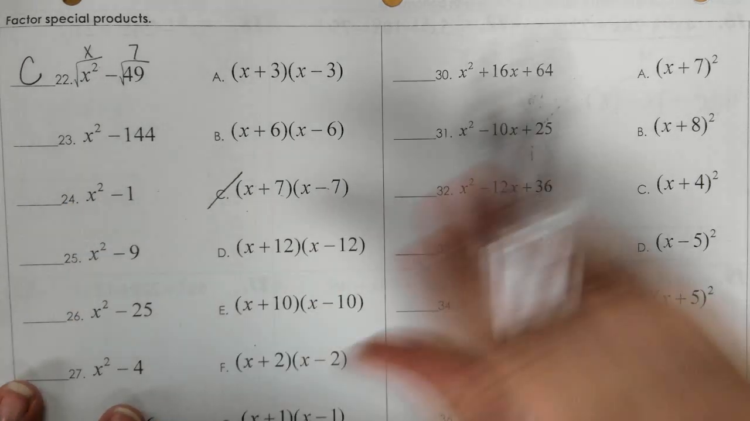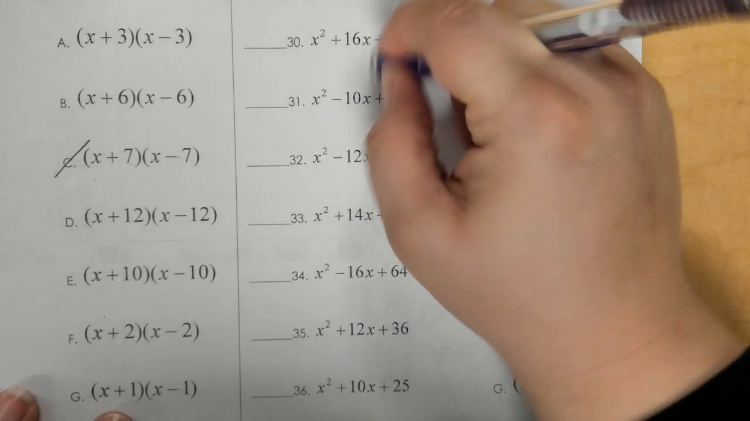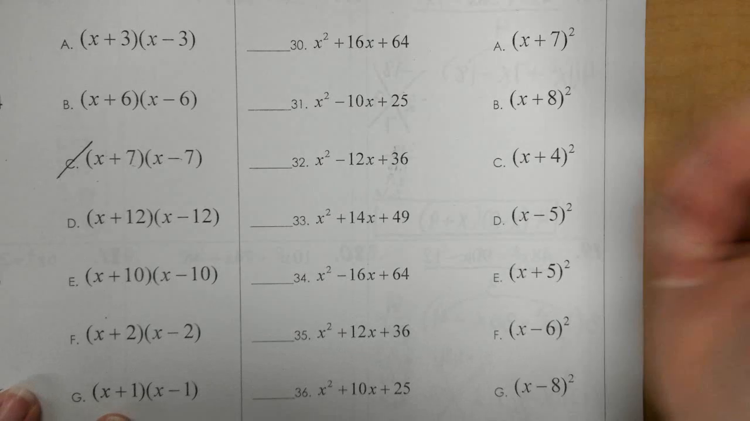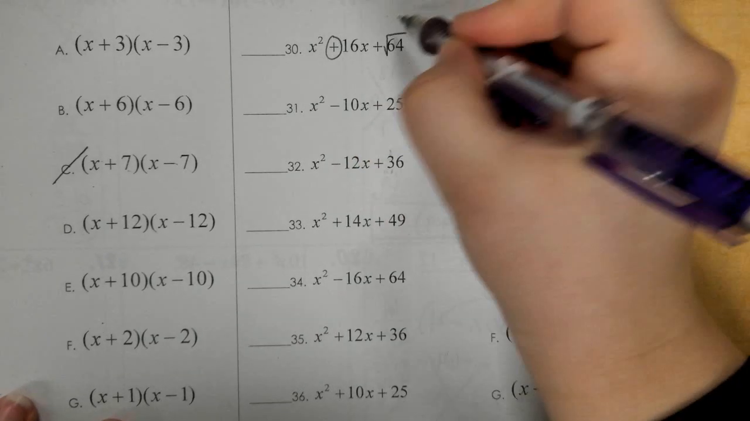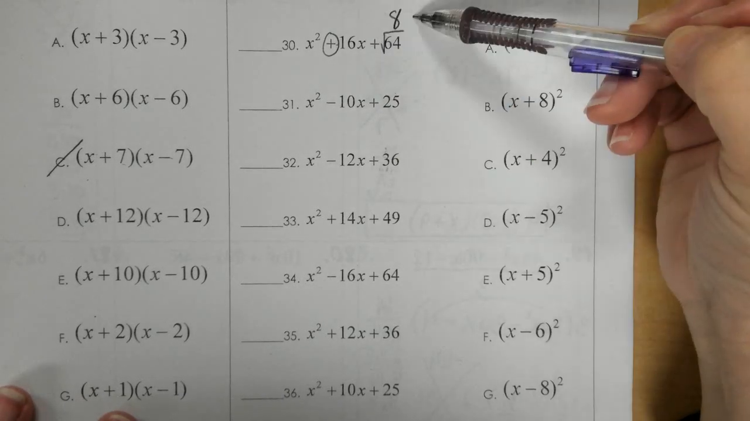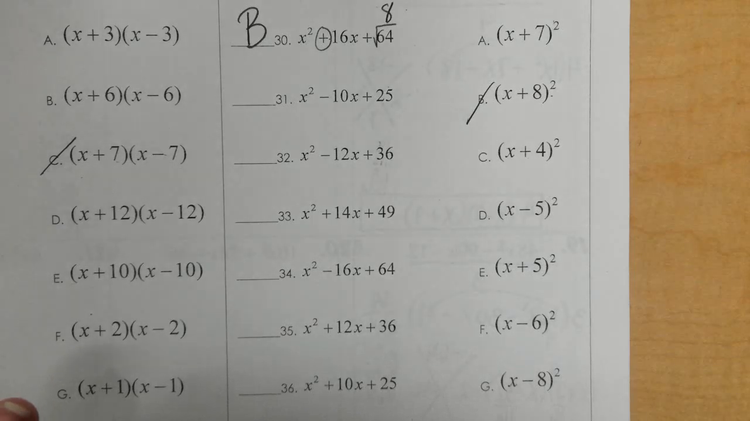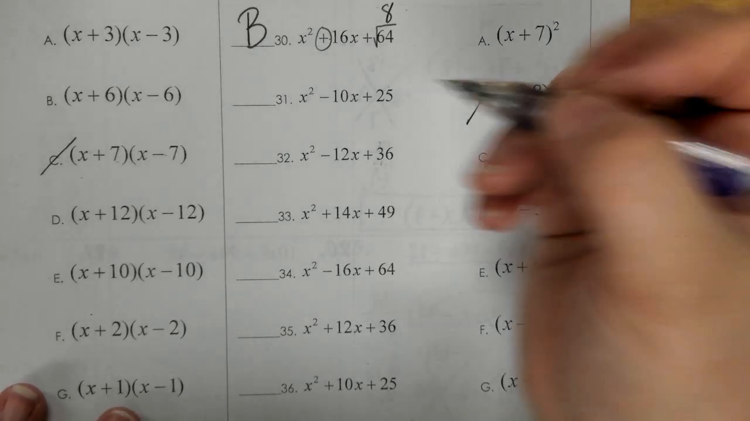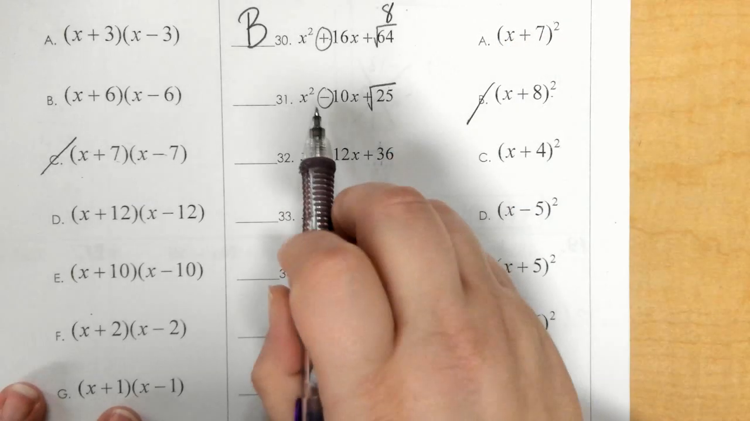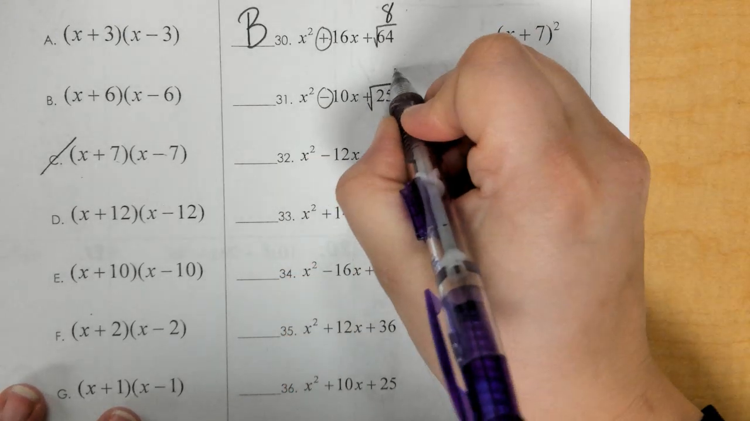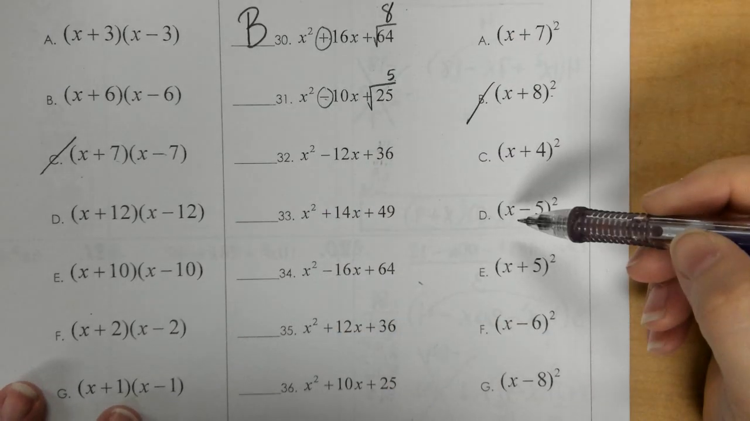to negative 49. In number 30, I have to look at my signs, well, the sign in front of the middle term, and what is the square root of 64? So I'm looking for a positive 8 squared. So B. In number 31, I have a negative sign, and the square root of 25 is 5, so I'm looking for a negative 5. So that would be D.